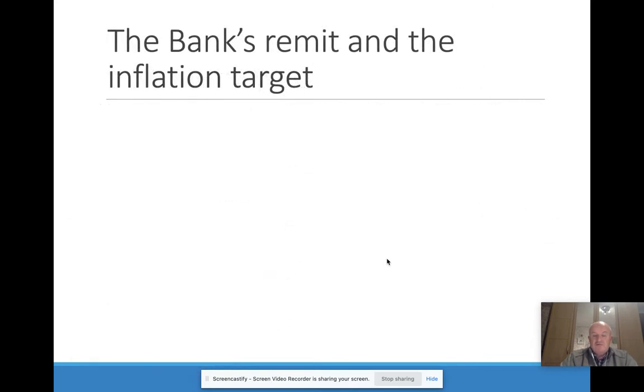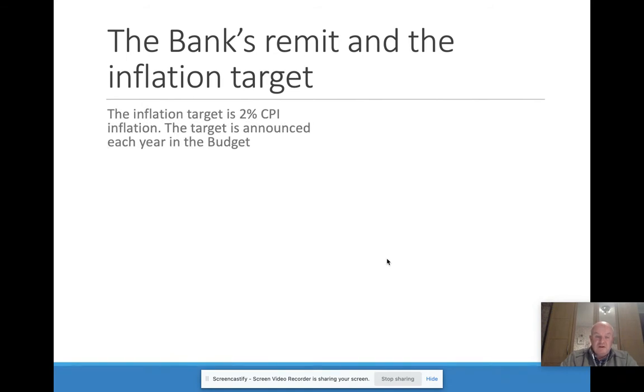So, the bank's remit and the inflation target, then. We've talked about this inflation target being 2%, based on consumer price index inflation. Now that target is announced each year in the budget. The target has been 2% for a significant number of years. And to be fair, the Bank of England, and the way in which they've managed interest rates and quantitative easing, have managed to keep fairly close to that inflation target over the last 5 to 10 years, I'd say.